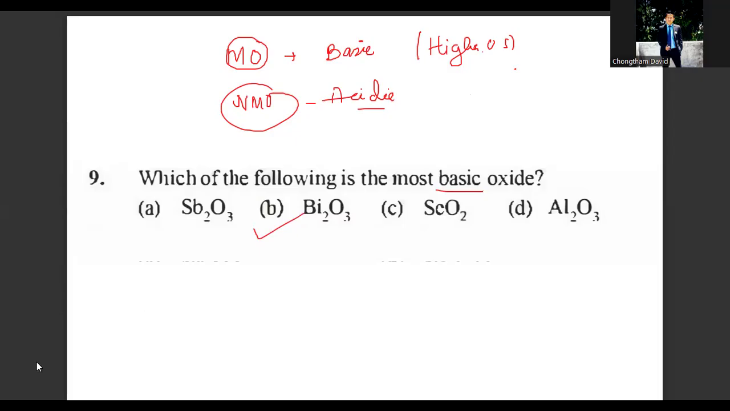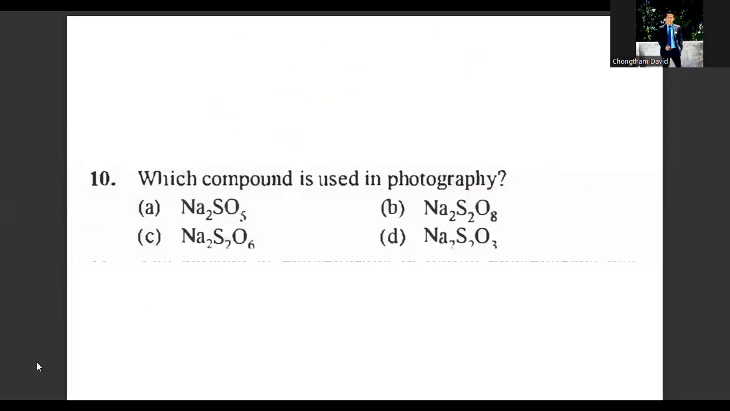Let us read question number 10. Which of the following compound is used in photography? Very simple. Thiosulfate salt of sodium. Remember this name. Then question number 11, the oxy acids.